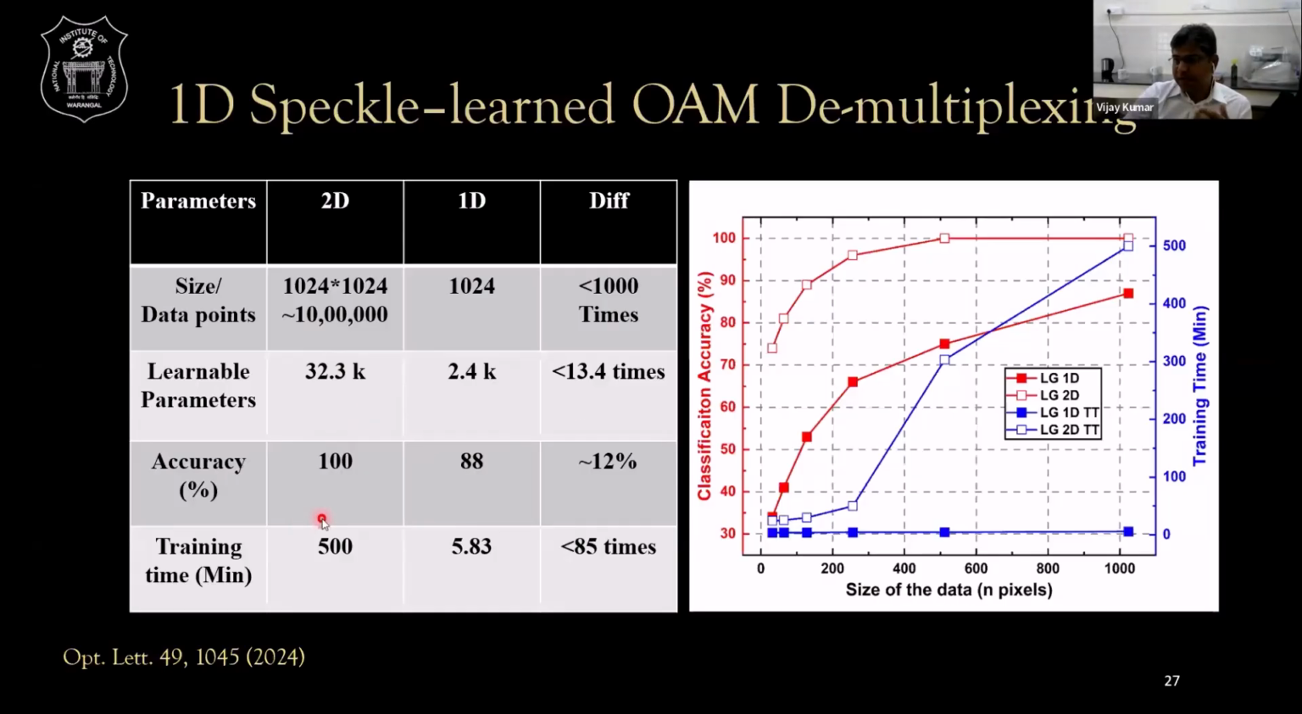Accuracy was 100% previously, but in the 1D case it has been achieved. When we reported it, it was 88, but now we can do it much better. And then obviously you can see the training time has been drastically reduced. Previously it was 500 minutes. We can do it in just 5 minutes, and that too on our normal PC, which doesn't require a powerful workstation, which previously we required. That is the advantage we have achieved.